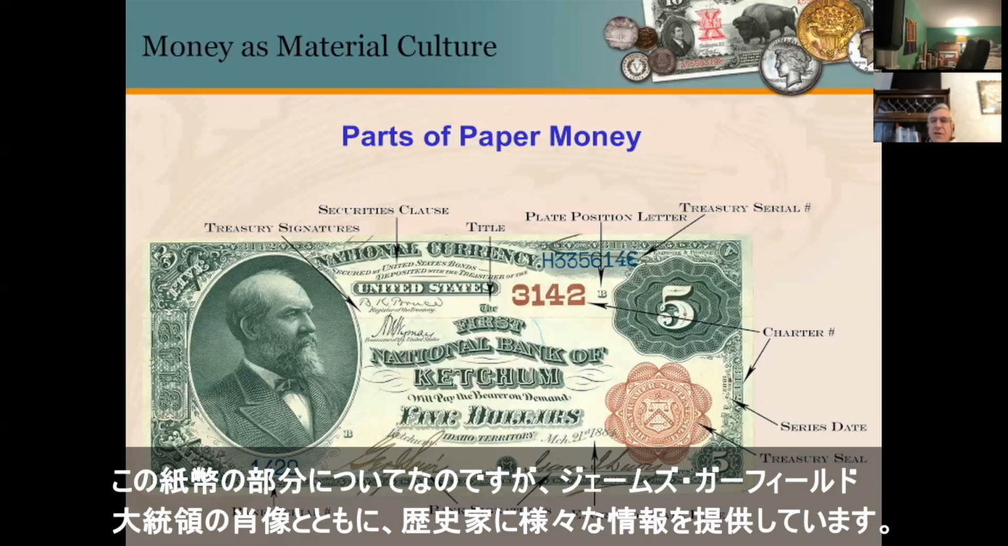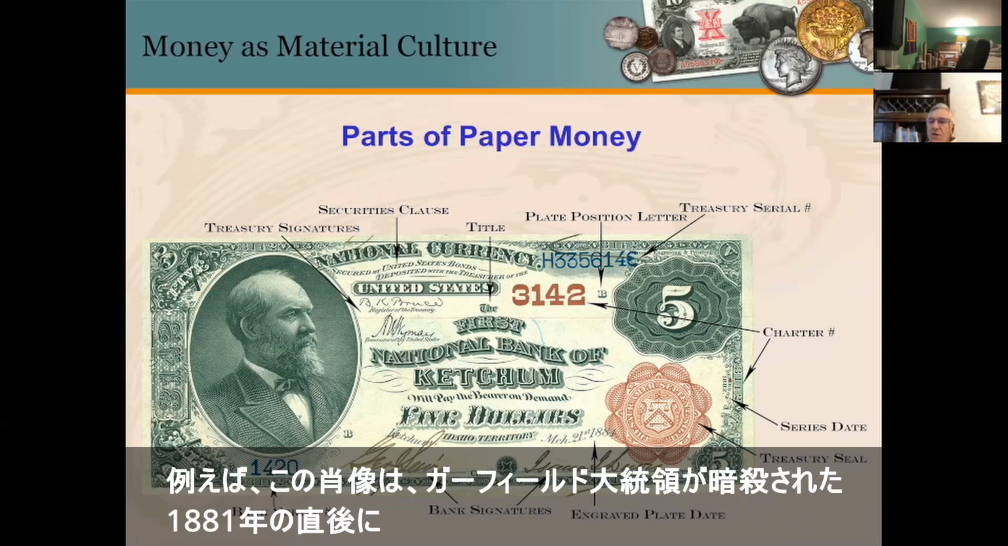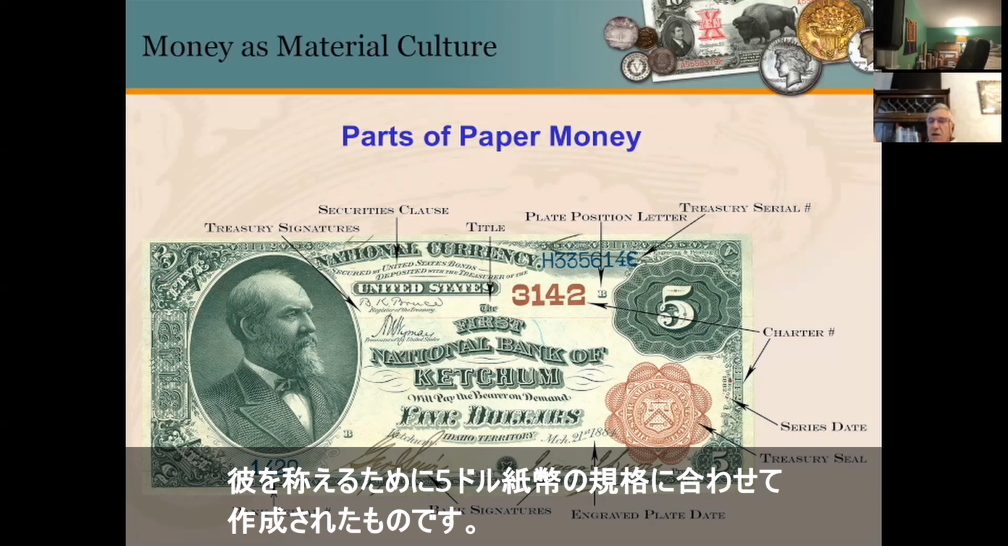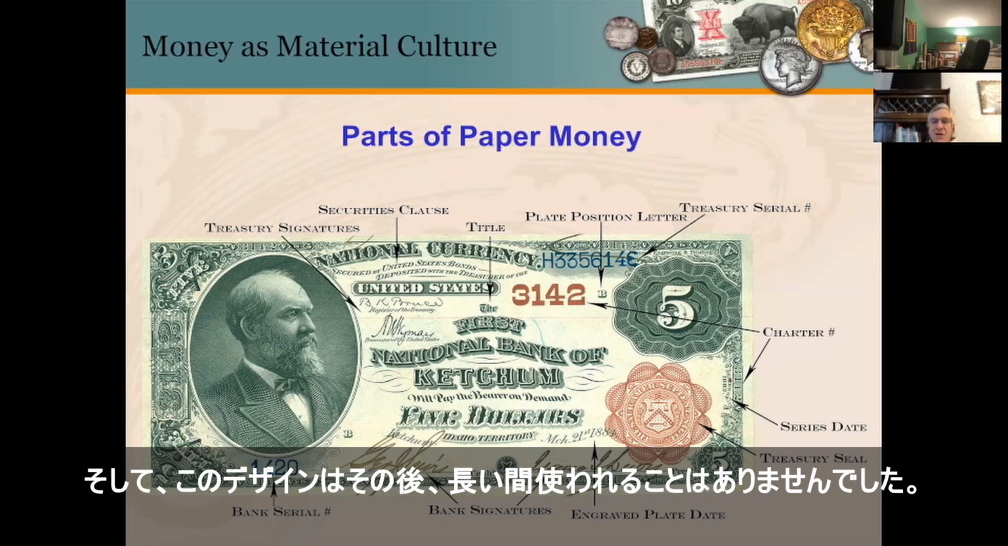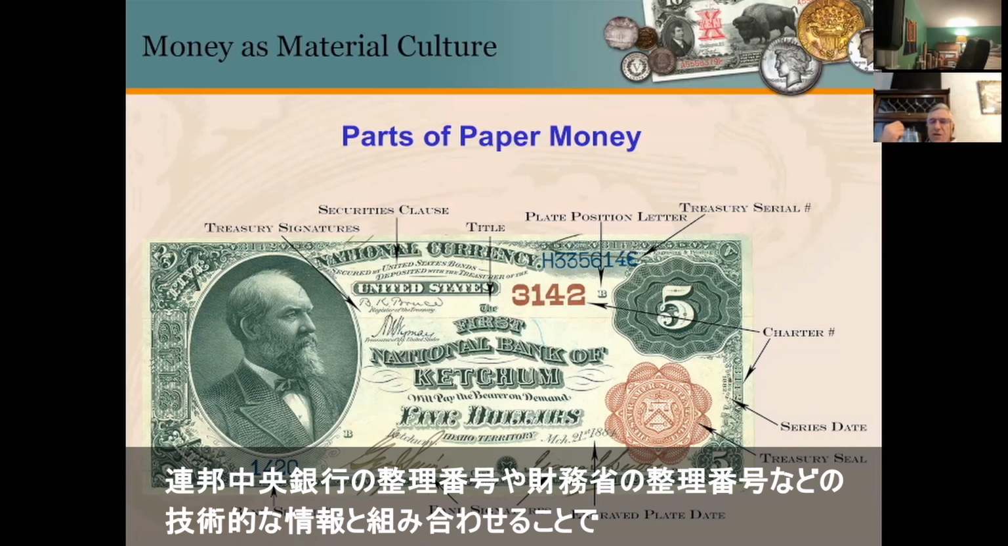Now, the information that's on this slide, which talks about the parts of paper money, combined with the denomination vignette of President James Garfield, provides a wealth of information to the historian across a range of topics. For example, the vignette was placed on the standard design for $5 national banknotes, which this is one of, to honor Garfield shortly after his assassination in 1881. And this design was not used for a long period after this. So this is specifically a commemorative type of issue.